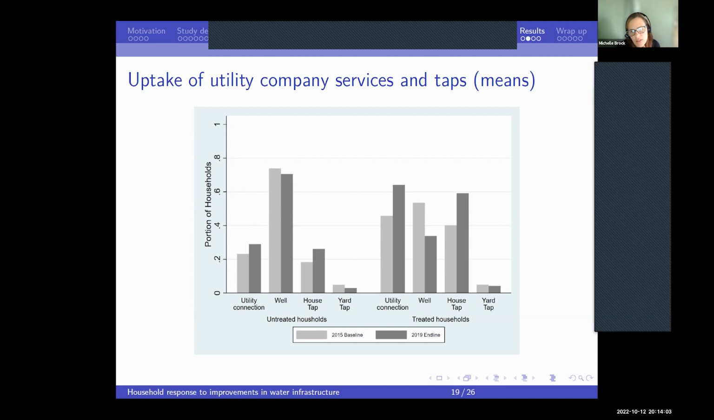So again, here you see the difference in the treatment and control by those gray bars. For example, much fewer utility connections in the untreated than the treated. The end line are the dark gray bars, and what you see is that there is a pattern in both groups of households that utility connections are increasing over time, reliance on wells is going down, and usage of house taps is going up. Yard taps aren't changing too much. What you can also already see from this graph is that the changes appear to be much more notable in the treatment group. So it's promising for us. It's a nice visual of the final results.